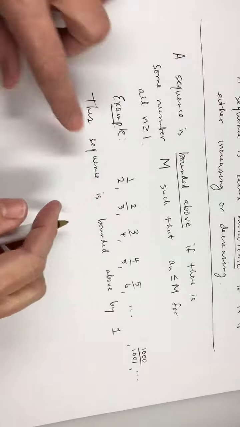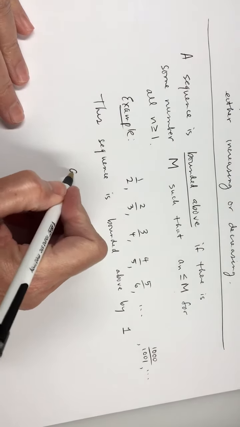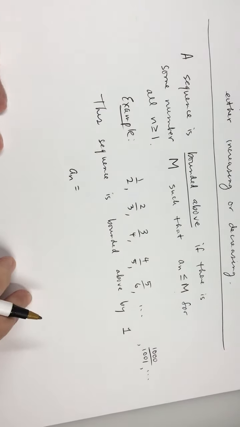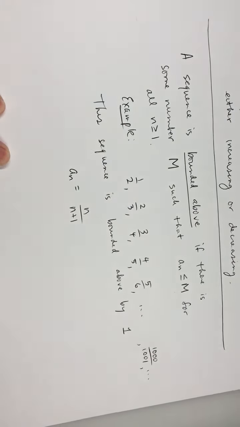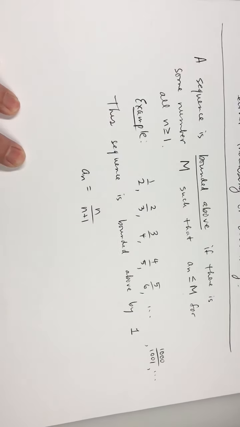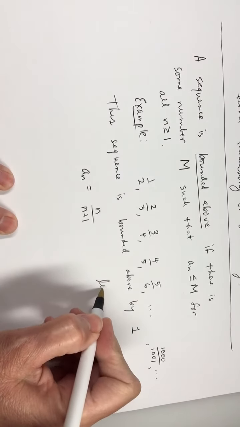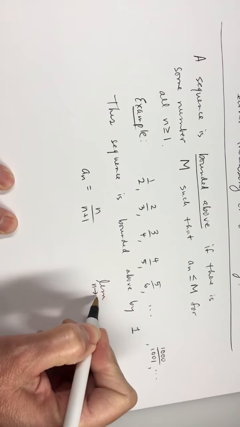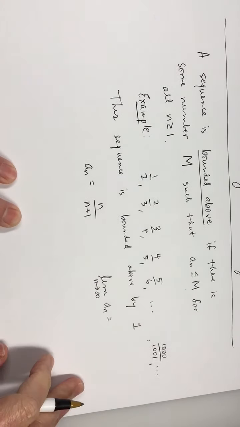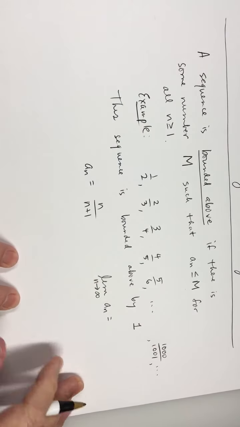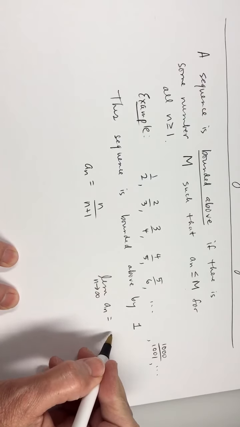How can I write the a sub n term for this? It would be n over n plus 1. And what we're going to write are things like this. The limit as n approaches infinity of a sub n equals 1 in this case.